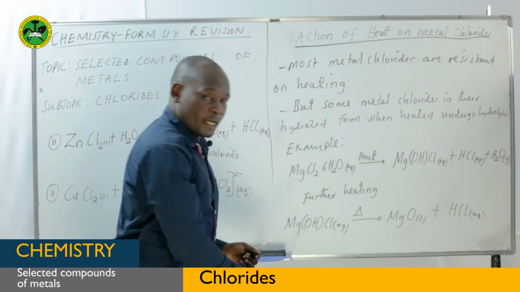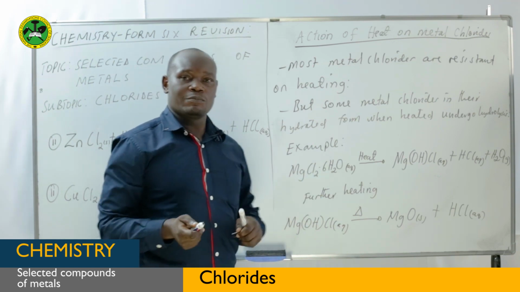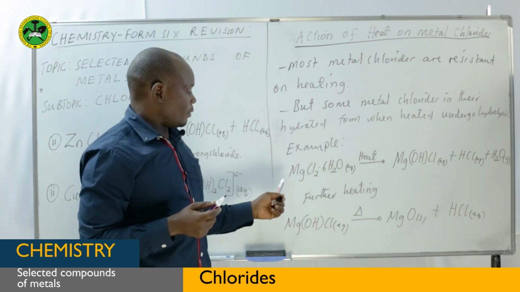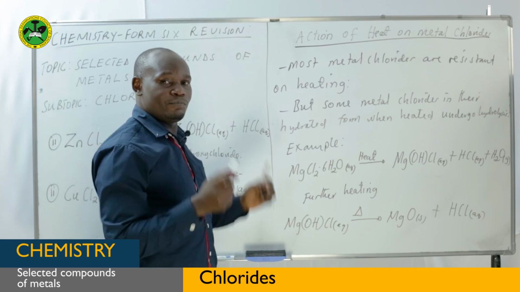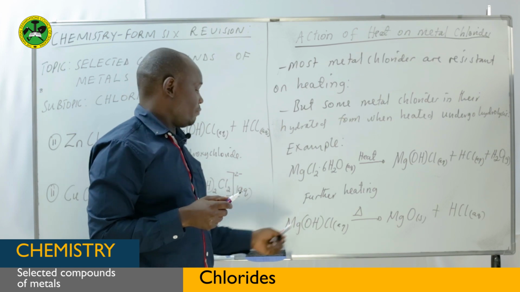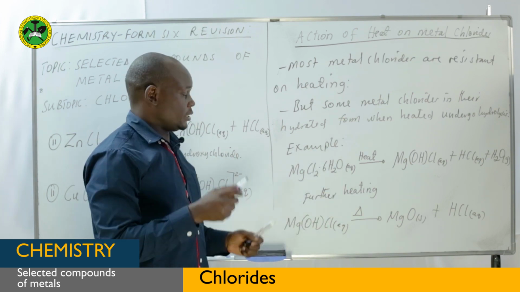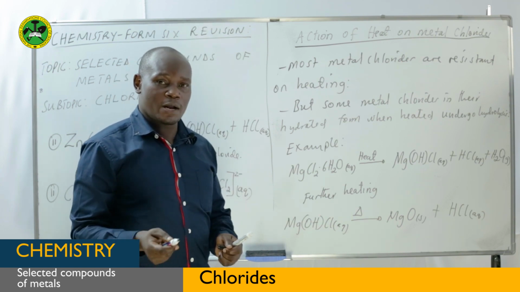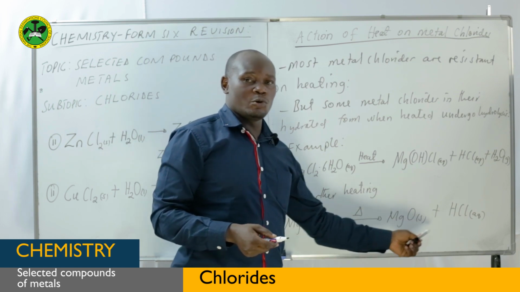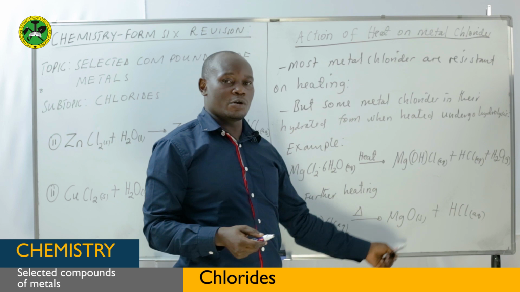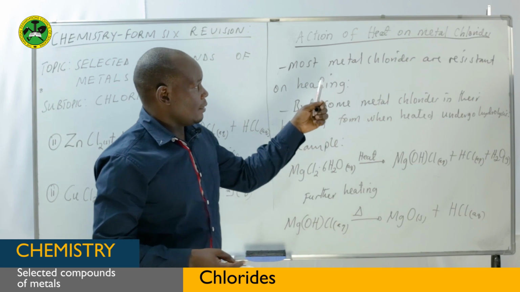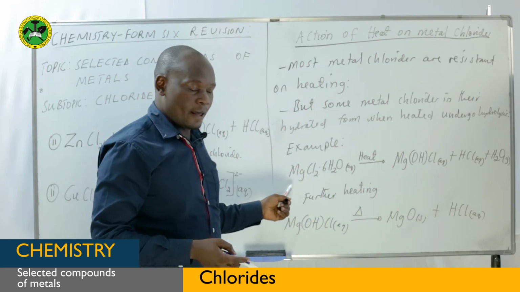And that's why we say that anhydrous magnesium chloride cannot be prepared by heating directly the hydrated magnesium chloride. Why? Because it undergoes hydrolysis. So instead of forming anhydrous magnesium chloride, it results into formation of magnesium oxide, which is our end product. So no anhydrous magnesium chloride is formed. So that is what is happening in metal chlorides when heated in their hydrated form.